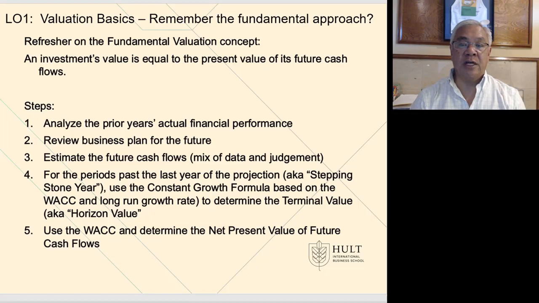We can do the projection for a finite number of years going forward, and then we're going to use the last year as the stepping stone to predict what the future might look like till the year infinity. That's a long way out. So we use the constant growth formula. That's the most typical way to do it, and that determines the terminal value.